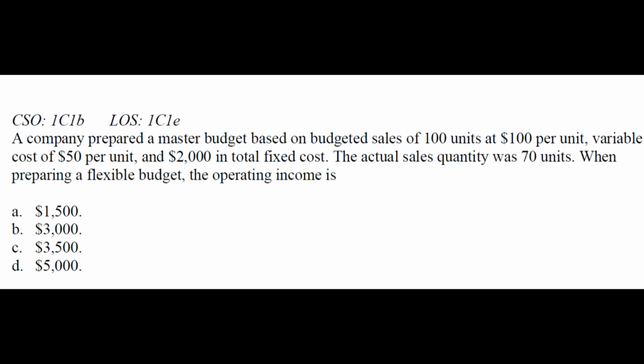C. $3,500. Incorrect. This is the contribution margin, not operating income. D. $5,000. Incorrect. This represents neither contribution margin nor operating income under the flexible budget. Correct answer: A. $1,500. The flexible budget adjusts for the actual sales volume of 70 units and shows that the company should have earned an operating income of $1,500 after covering both variable and fixed costs.